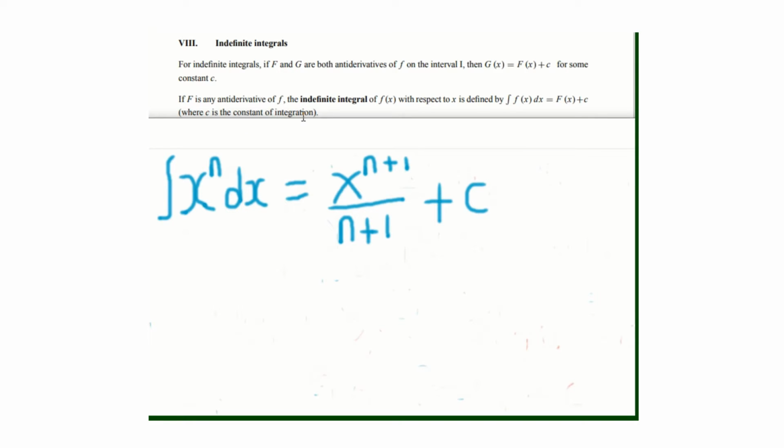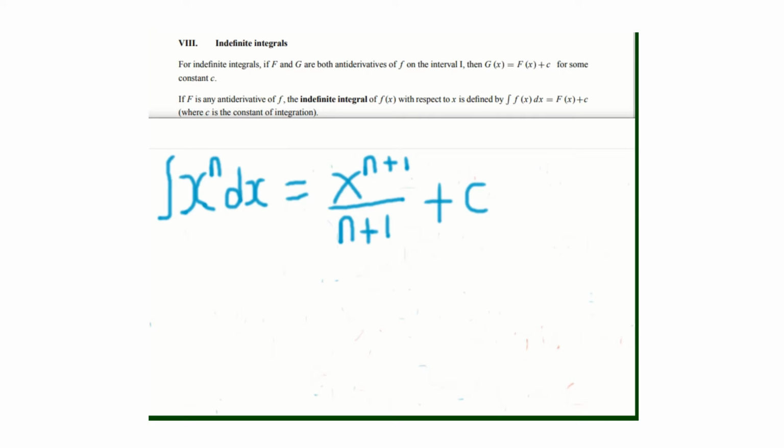So to understand this better, check this integral here. If we have the integration of x to the power n dx, this is also equal to x to the power n plus 1 divided by n plus 1, plus c, where c is the constant.